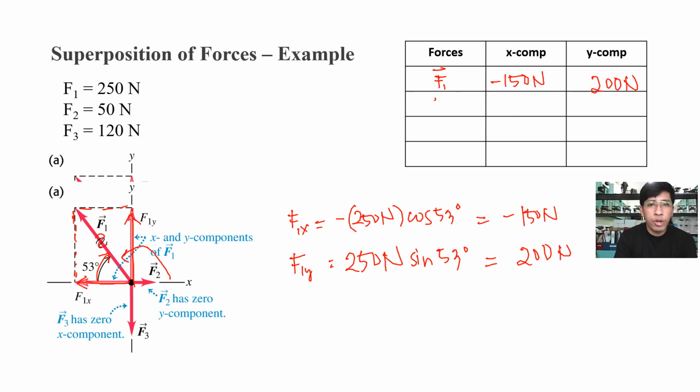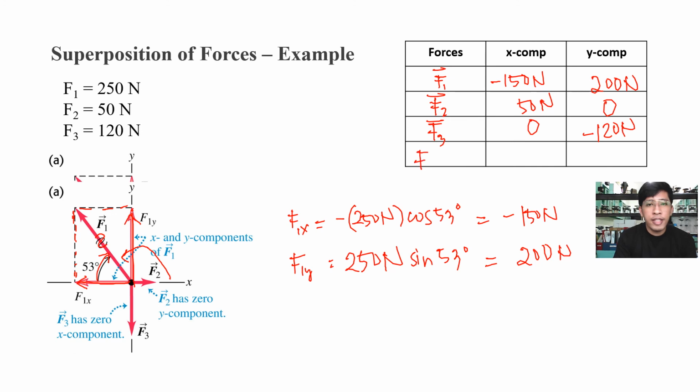Next, we go to your force 2. Your force 2 is just directed towards the east. So we have 50 newtons, and we do not have a component along the y, so that is 0. That was easy. So let's go to F3. Your F3 is directed to the south. So your x component is 0, and then we have here a negative 120 newtons.